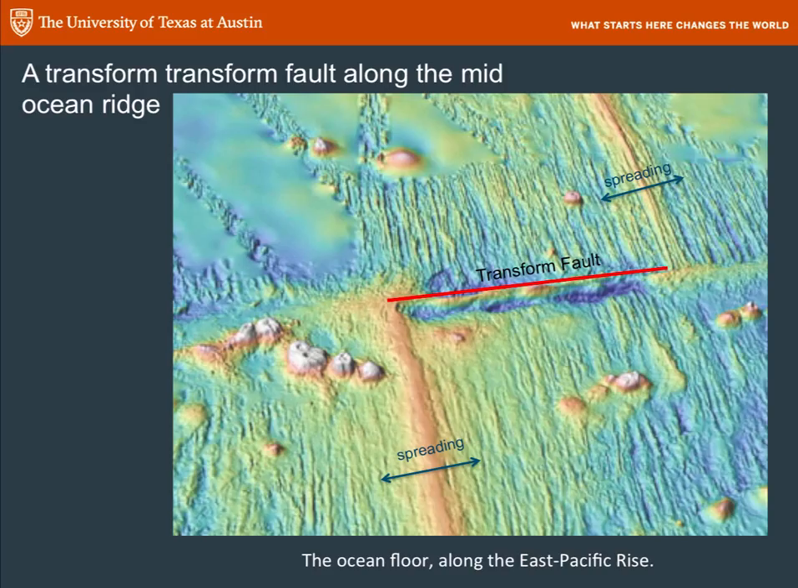Here's a very close-up view of a small piece of the ocean floor. And you can see the mid-ocean ridge system labeled as a spreading center in the upper right and in the center left. And you can at the same time see a transform fault that offsets the ridge in between. This is the most common kind of transform fault on the Earth.